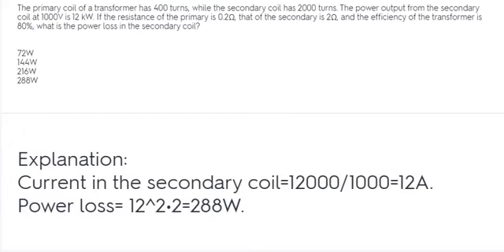Explanation. Current in the secondary coil equals 12,000/1000 equals 12 A. Power loss equals 12 squared times 2 equals 288 W.